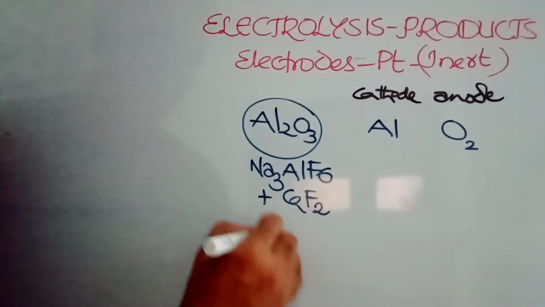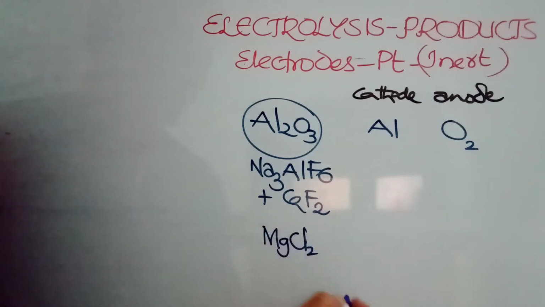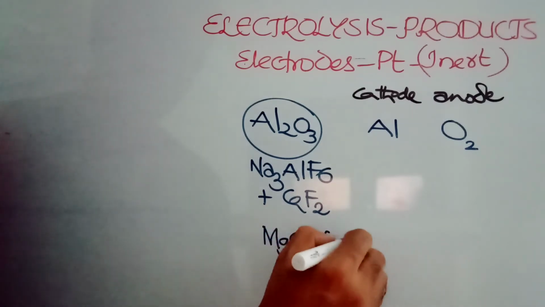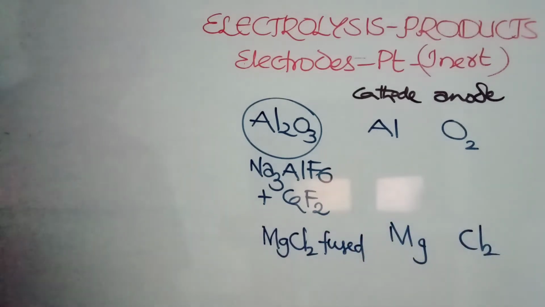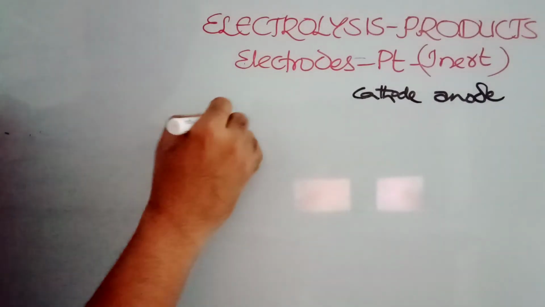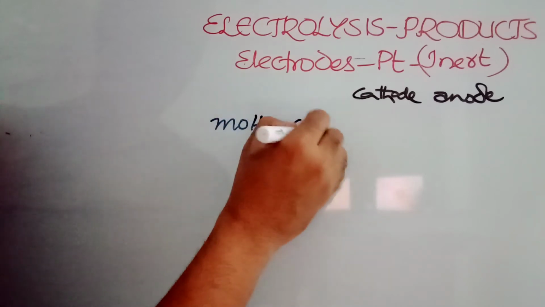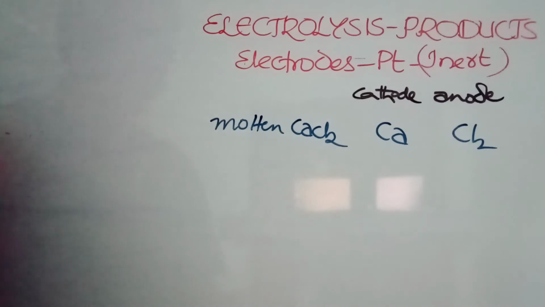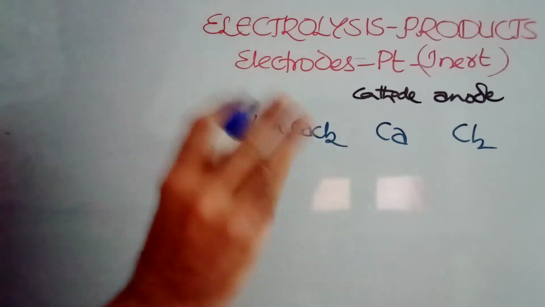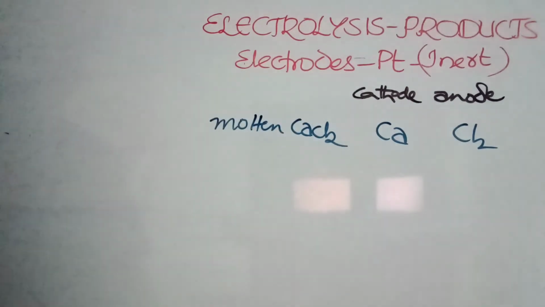If you are taking magnesium chloride, if you are using fused means molten, magnesium you will be getting there, and chlorine you are getting here. Cathode and anode products. Calcium, you can use the same thing, molten calcium chloride, calcium and chlorine, no doubt in that one. Magnesium chloride you can take. First group, second group and aluminium, they must be in the molten state, otherwise there is no use.